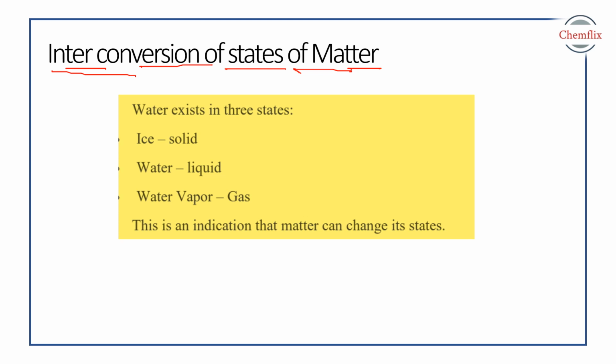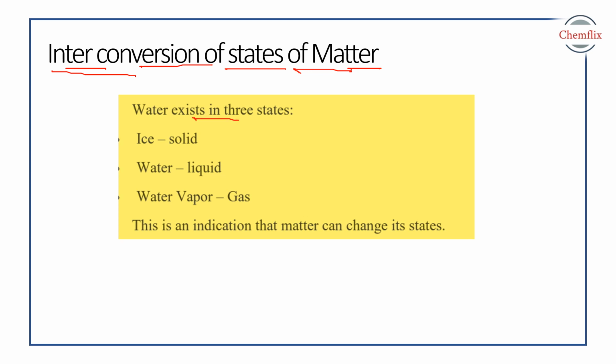Interconversion of states of matter. How you can convert the states of matter. You know the states of matter: solids, liquids and gases. And here we are going to discuss only solids, liquids and gases. So here how you can convert solid to liquid, liquid to gas, or either solid to gas. All these things we are discussing here.